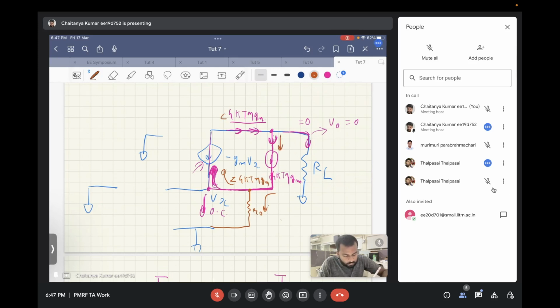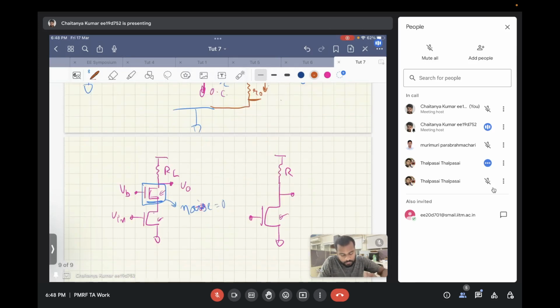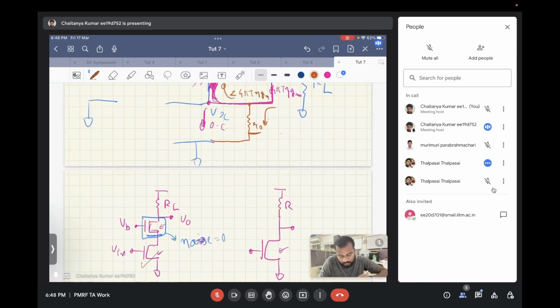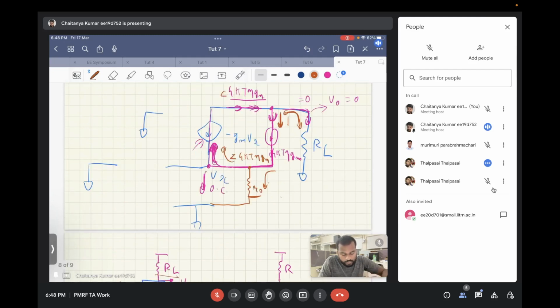Now, since the 4kT eta times Gm is flowing into this current source branch, there will be some amount of current flowing into the load resistance as well. So if there is some output resistance present for the input transistor, there will be some noise contribution from the cascode, but it will be much less significant compared to the noise coming from the input transistor and the load resistance.